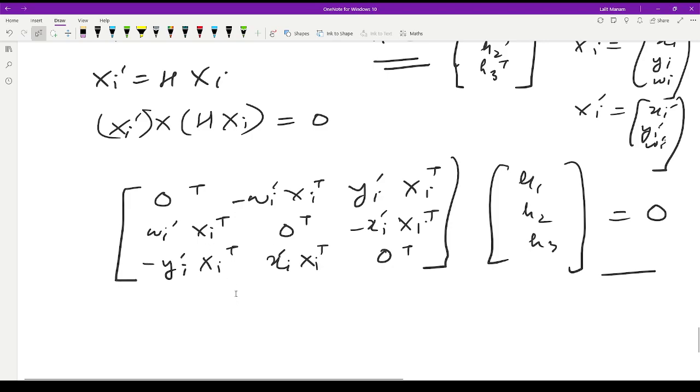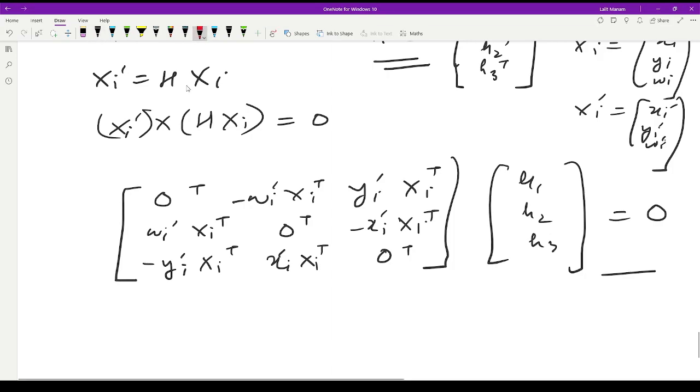Given one pair of the points xi prime, how many equations do you see? You see there are three equations, right? But how many independent equations do you think they have? Two. Why? The last one is redundant.